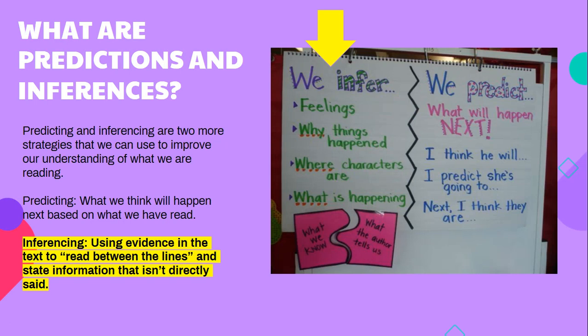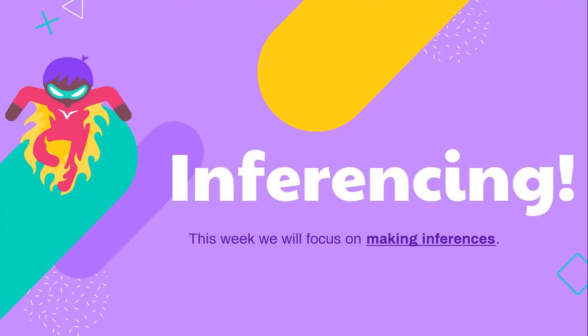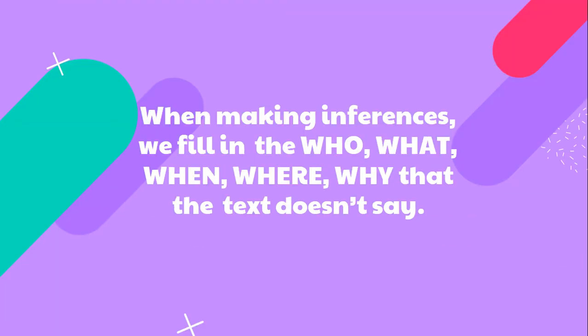So, inferencing, okay? Remember, inferencing is when we use evidence in the text to read between the lines, okay? We're looking at information and we're trying to find information that isn't actually said in the text, okay? So this week we are looking at inferencing. Last week we did predictions. So when we are making inferences, we need to answer who, what, when, where, and why. And these are the questions that the text doesn't say.